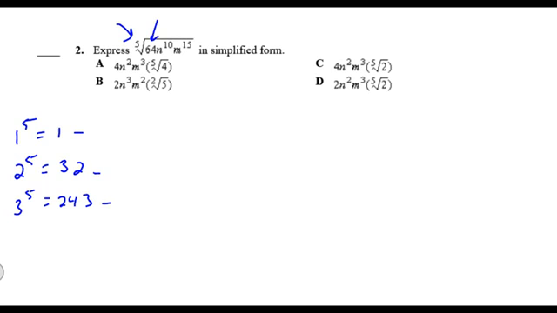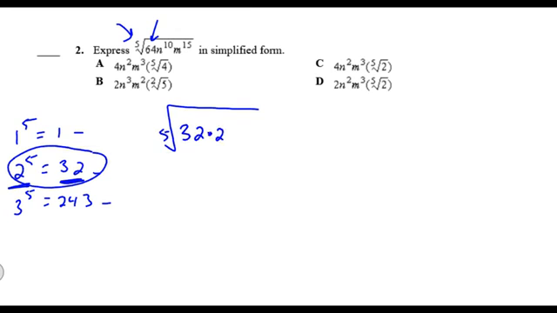So let's split up that 64 as this one, 32, because I know what the fifth root of 32 is. It's 2. So I'm going to split up that 64 as 32 times 2. That's going to be good, I'm going to be able to take that 32 out.